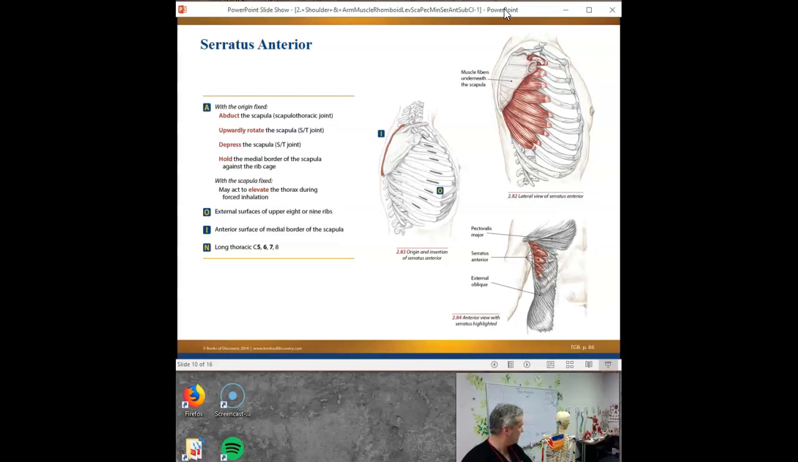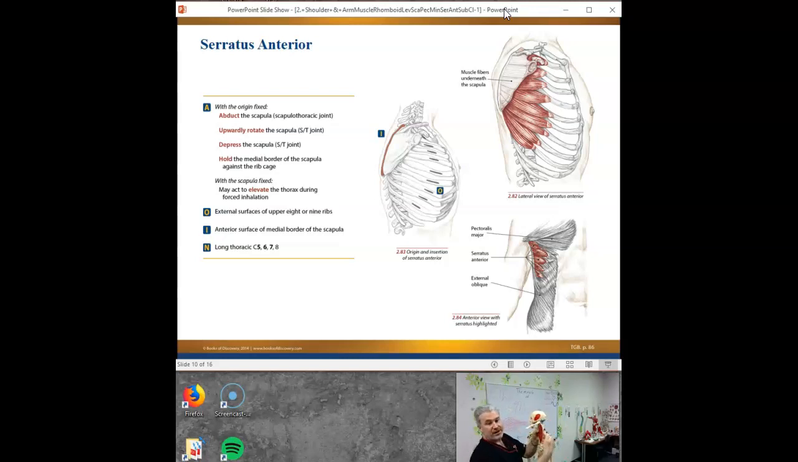Actually, maybe I can show you the skeleton. I don't know a good way to do this. All right. These are the rhomboids here, right? The rhomboids hook to the medial border of the scapula. Follow me closely. I hope you're watching the camera now. This is actually very hard to show. The serratus anterior hooks to the medial border of the scapula too, but in front. So it meets the rhomboids.